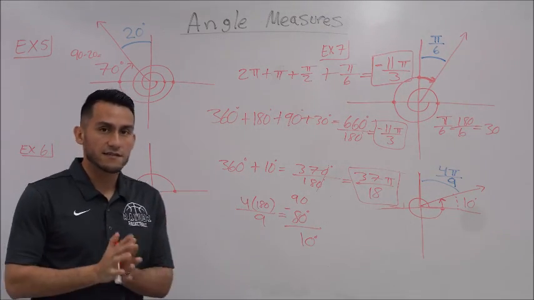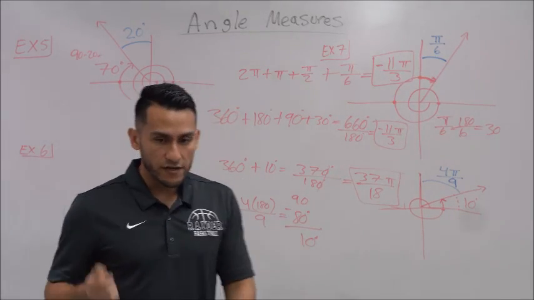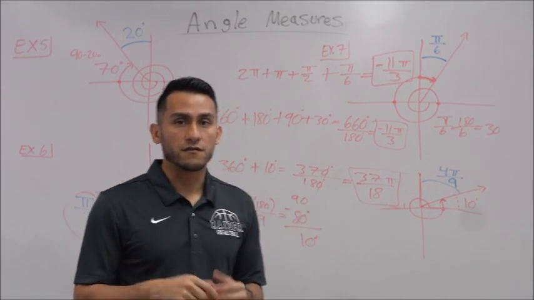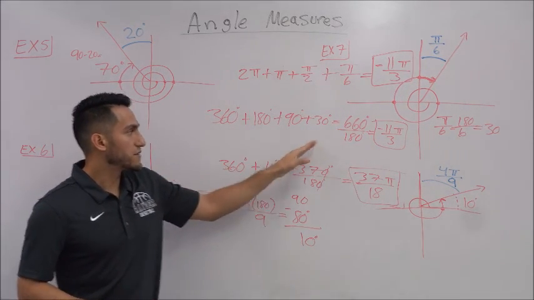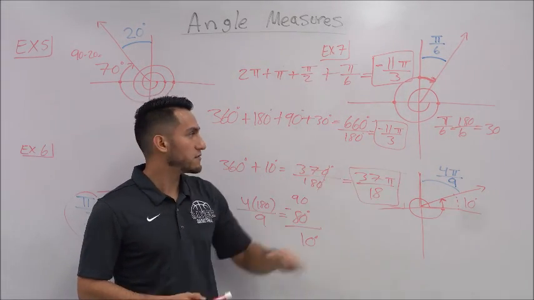So yes, once again guys, this is it. This is how you find the angle measures. And if you don't like to do it in radians, you can always do it in degrees. But just make sure that whatever answer you get, you just convert it back to radians.